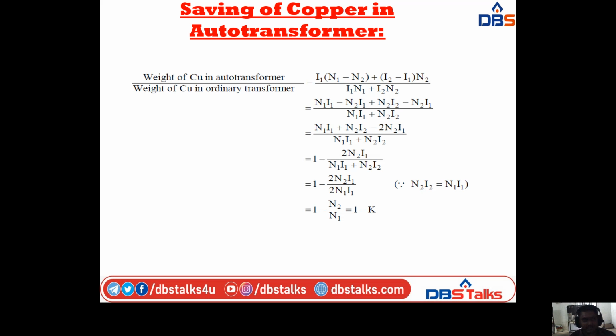From this we write 1 minus 2 N2 I1 by N1 I1 plus N2 I2. Because N2 I2 is equal to N1 I1, the first term (N1 I1 plus N2 I2 over itself) is equal to 1. So the ratio is 1 minus 2 N2 I1 by N1 I1 plus N2 I2.